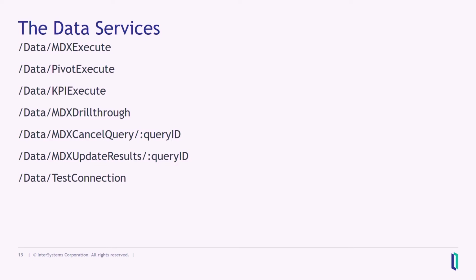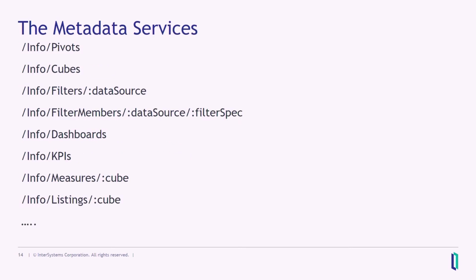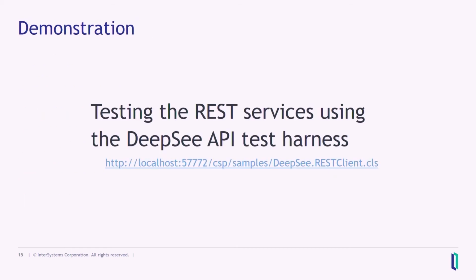The other type of service available are metadata services or info services. So things like, what pivot tables do I have available within my system? What cubes do I have within my system? So on and so forth. And both of these services are typically what you need in order to build a sensible data-driven application. An application that can say, show me the cubes available within the system, and then let's fire some queries against this particular cube. So let's look at a demonstration of this.